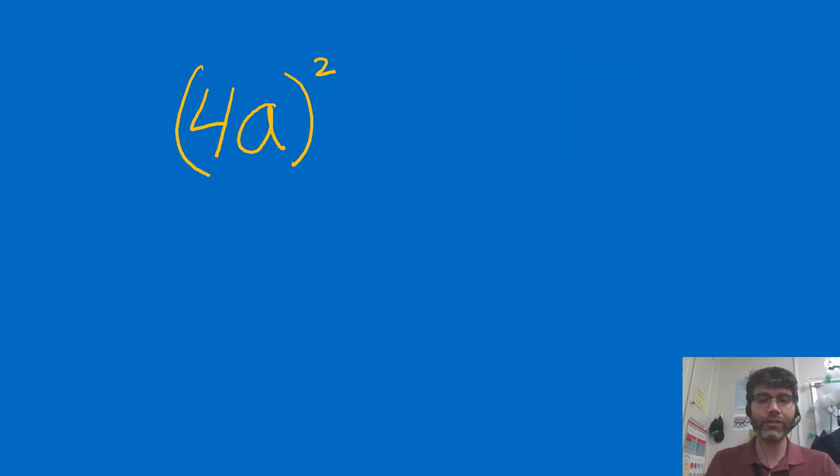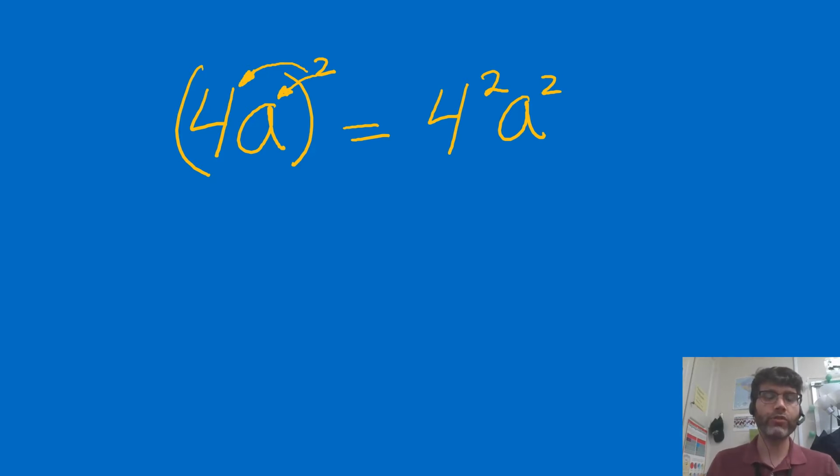Okay, so let's do this. We have 4a that's in the parentheses, so both the 4 and the a are considered bases when it comes to being squared. And so how would we do this one? Well, we're going to distribute the 2 over to both the 4 and the a, so it'll be 4 squared a squared.